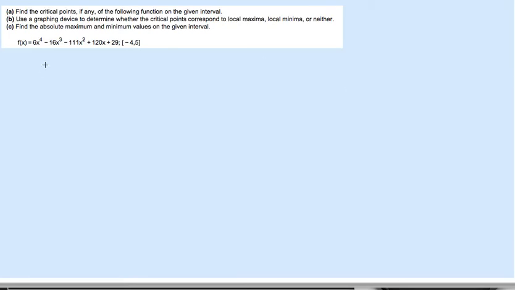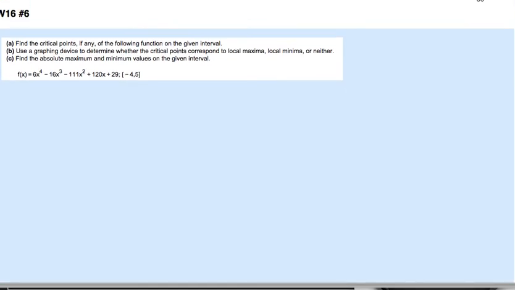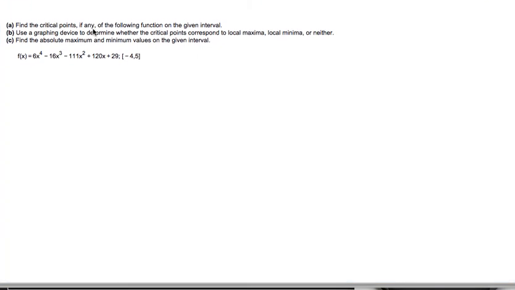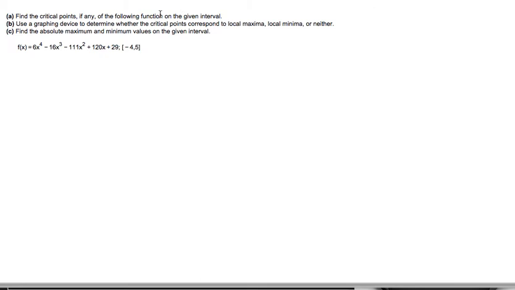So in this problem, this is homework 16, number 6, we want to find critical points and then whether each critical point corresponds to a local extrema, and then also the absolute extrema over the interval from -4 to 5. So unfortunately, this involves solving a cubic, which I certainly did not intend to assign, so you're going to have to do it using a graphing calculator, because I am unable to unassign it, unfortunately.